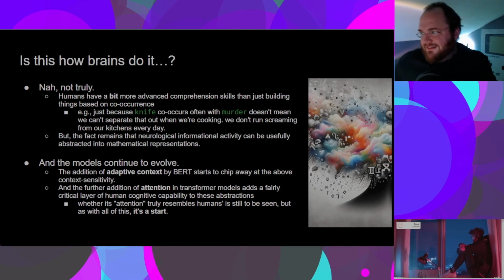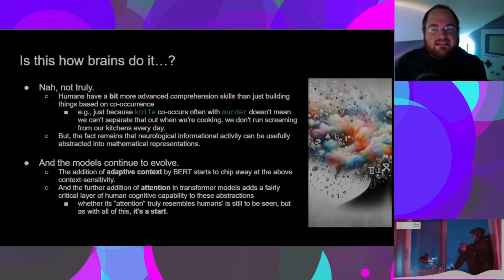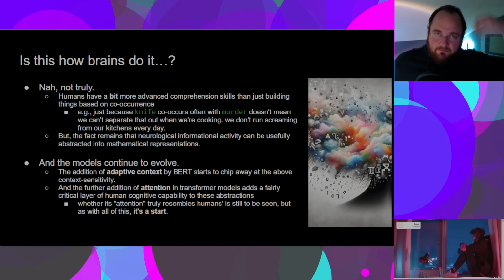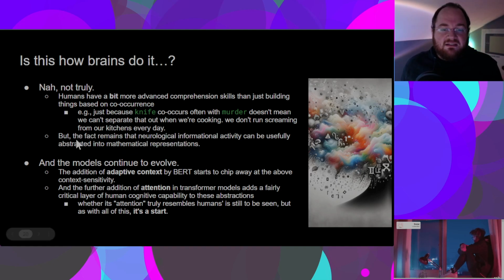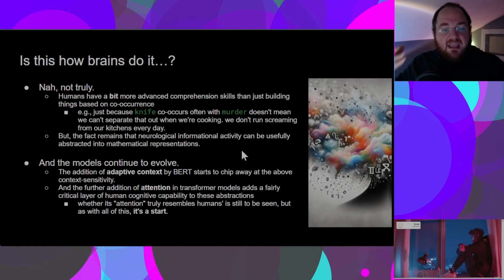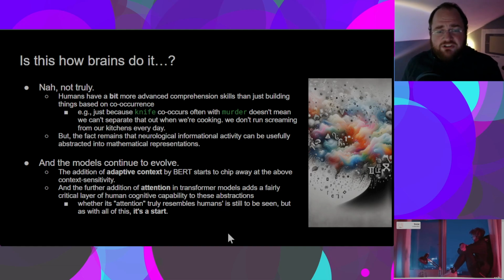I'm not saying that would be the logical response, but we have more layers of monitoring processes going on. We don't have to just say, oh, those things are related. In fact, a lot of pretty regressive thinking comes from just thinking in terms of co-occurrence. But the fact remains that we can abstract some of what our neurological systems are doing in an informational way to a mathematical representation. And also these models are continuing to evolve, right?